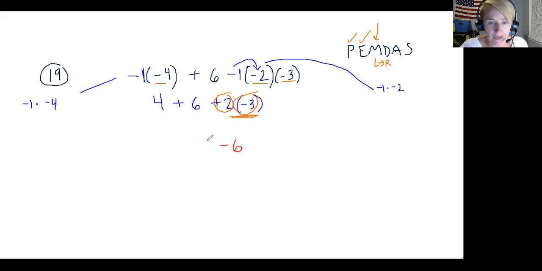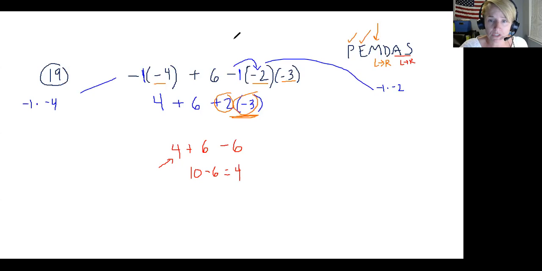So I'm just going to copy everything else down. Oh, that's a crazy looking plus sign. Plus 4. Okay, so I am to my final steps. I have addition and subtraction. I have to go left to right. That's all I have left. So I'm going to start here with the 4. 4 plus 6 is 10. Minus 6 is 4. So for number 19, my final answer is 4.